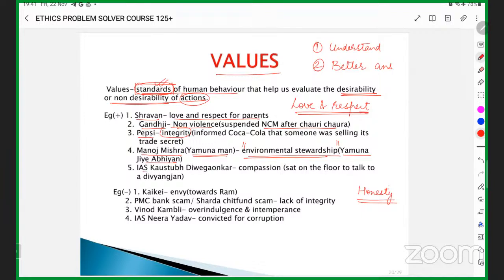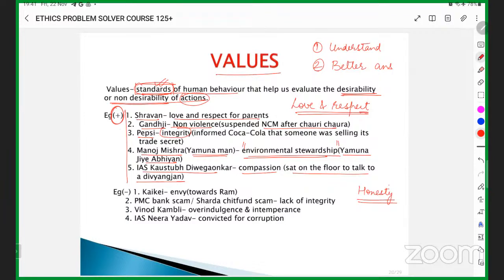The next example from administration, IAS Kaustubh Devgaonkar. He showed the value of compassion. How? He sat on the floor to talk to a Divyangjan because the disabled man here was unable to sit on the chair to talk to the DM. So the DM instead sat on the floor to hear the grievance of the Divyangjan. So these are the examples of positive values.